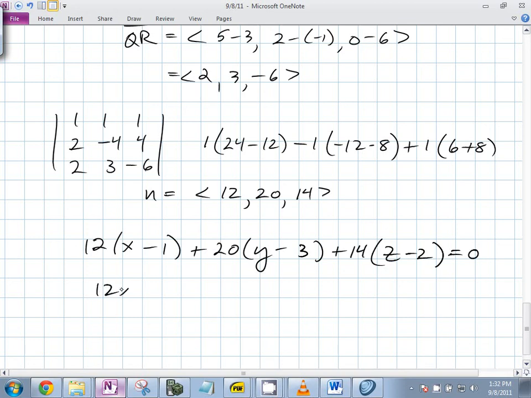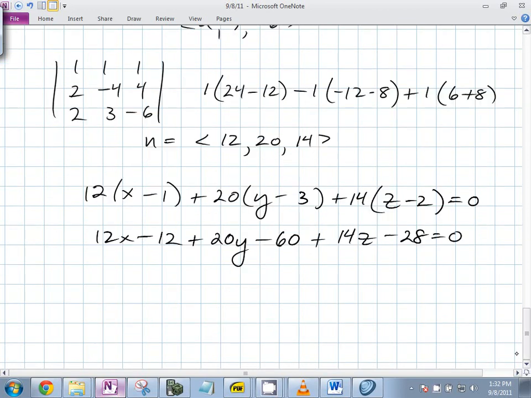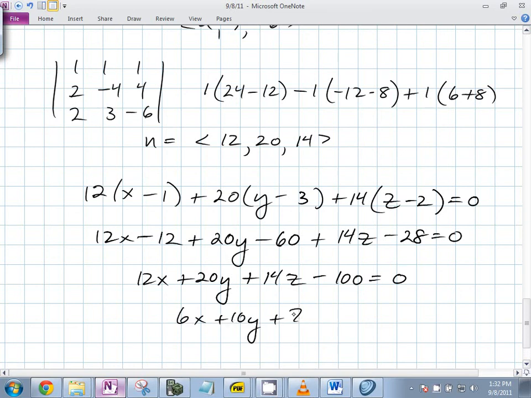12x minus 12 plus 20y minus 60 plus 14z minus 28 equals 0. So you end up with 12x plus 20y plus 14z, which is a good sign. Then you have -72 minus 100, equals, divide by 2 and add the 50 to the other side. So you get 6x plus 10y plus 7z equals 50. That's where it comes from.